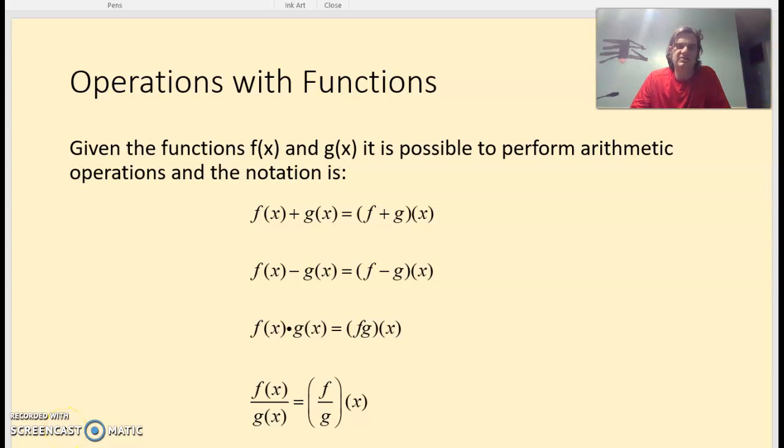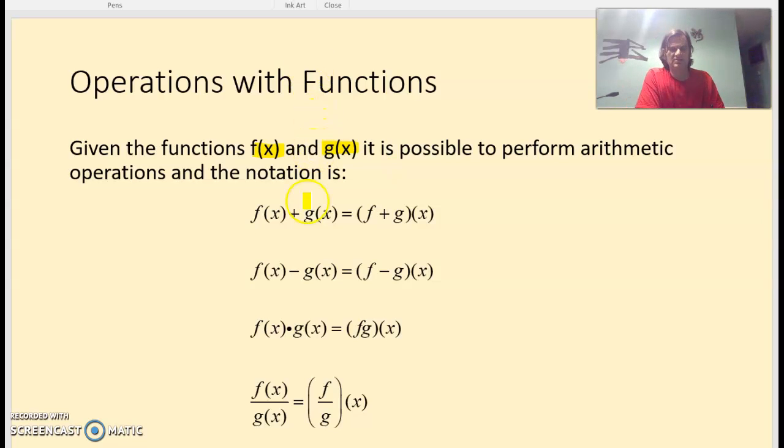Hey, Mr. Allred here, and here we're going to do some operations with functions, sometimes called combining functions. In this case, we'll have two functions, say they are f and g. It's possible to perform arithmetic operations because they're really just expressions. So it's possible to add, subtract, multiply, and divide two functions and combine them into one function.